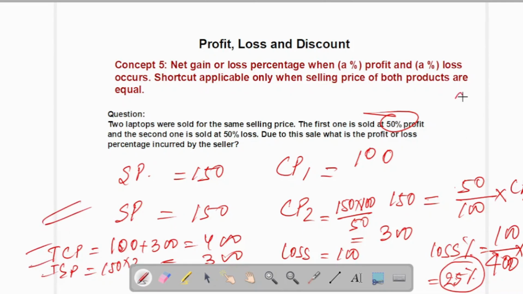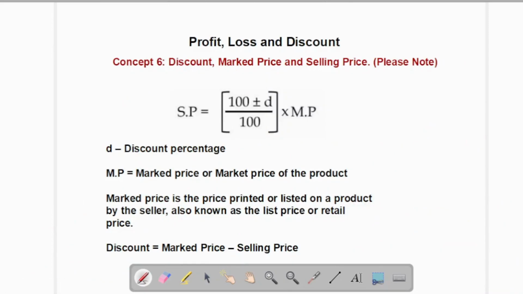But whereas I can simply use the formula in one line, I can get the loss value. So this is one of the important shortcut tips which you can use, and it is very easy to calculate. Now with this step we are coming to the final concept of profit, loss and discount, where we try to calculate the discount, mark price and selling price using the formula.